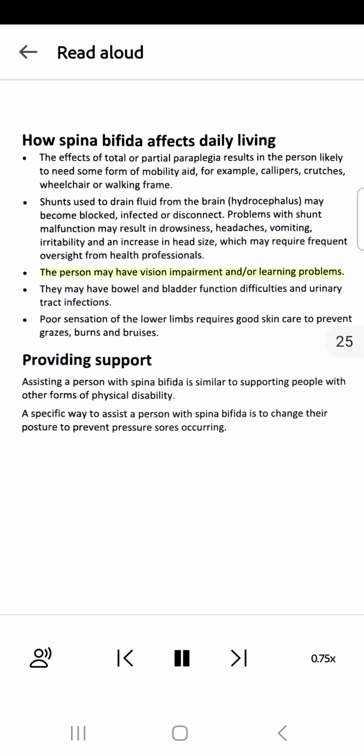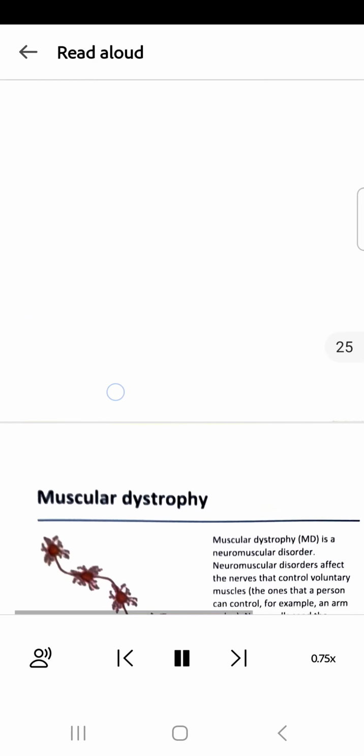The person may have vision impairment and/or learning problems. They may have bowel and bladder function difficulties and urinary tract infections. Poor sensation of the lower limbs requires good skin care to prevent grazes, burns and bruises. Providing support. Assisting a person with spina bifida is similar to supporting people with other forms of physical disability. A specific way to assist a person with spina bifida is to change their posture to prevent pressure sores occurring.